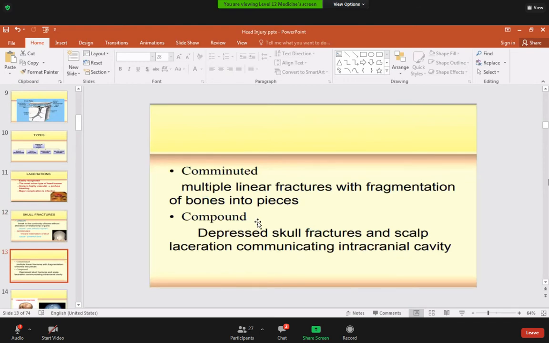Sometimes if there is a high velocity trauma, in road traffic accidents or in major blast injuries, you may have comminuted fractures. There are multiple fractures. You will read these terms in orthopedics. They are very common terms, maybe you have read them already. So there are multiple fractures and multiple fragments. Sometimes the trauma is of such high velocity that the bone is fragmented into different pieces. And a compound fracture is when there is a depressed or comminuted fracture and there is also an internal injury, a communication with the intracranial cavity. We call it a compound fracture.